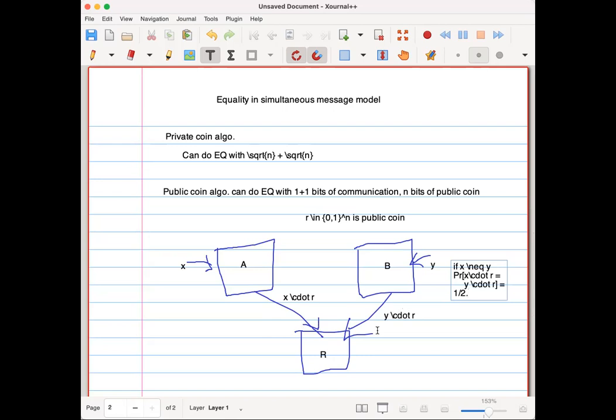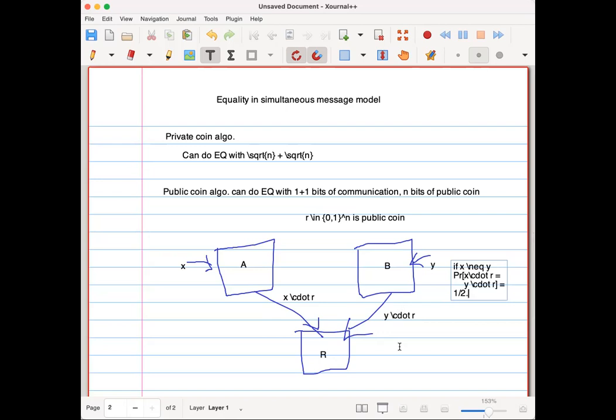Of course, if x is equal to y, the referee will answer equal with probability 1. If x is not equal to y, remember, each coordinate will exhibit inequality with probability half. So the probability that the referee gives a wrong answer, that means the referee concludes equal, will be half to the power k, which is dropping exponentially. So that solves the problem.